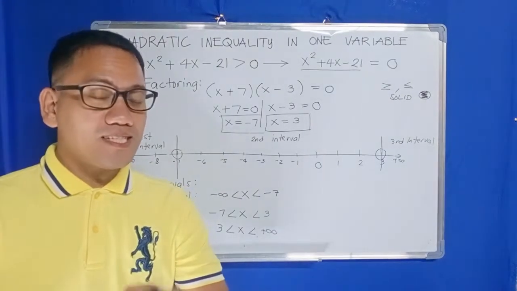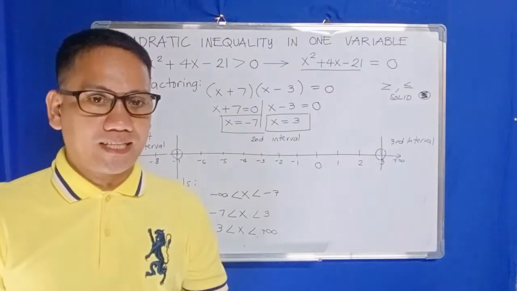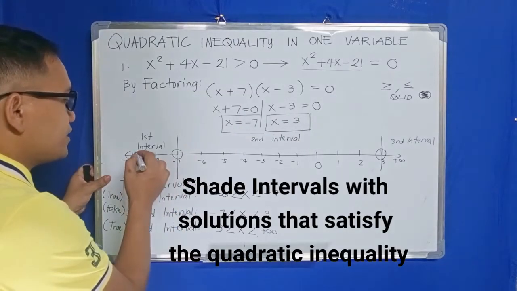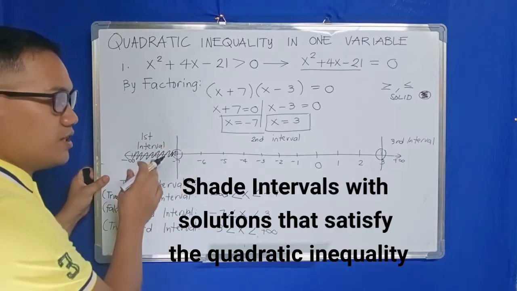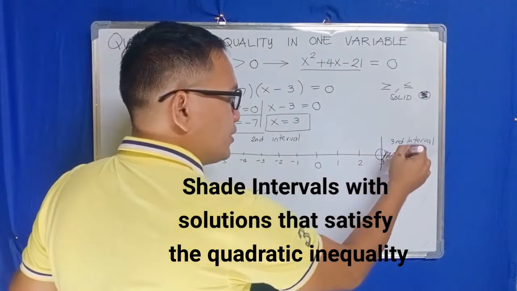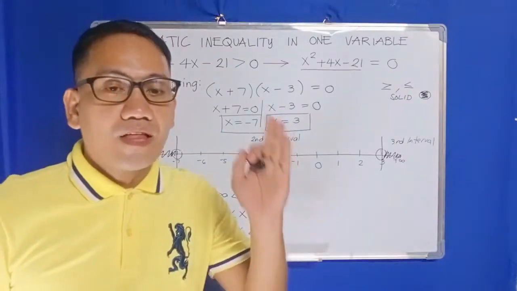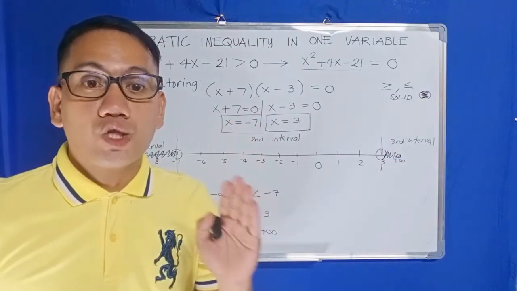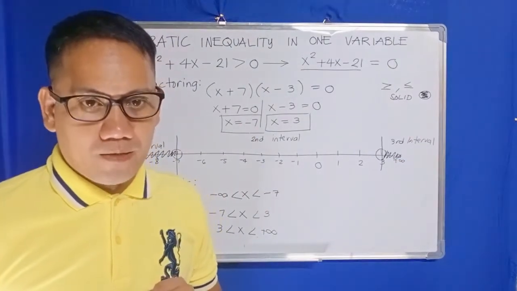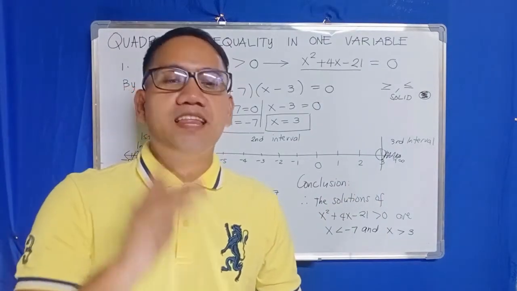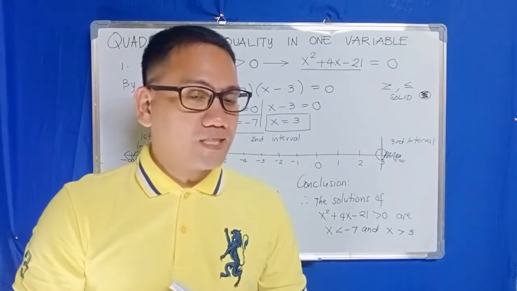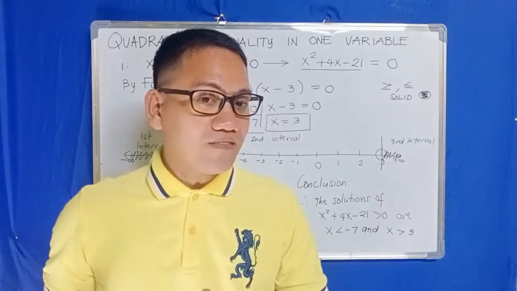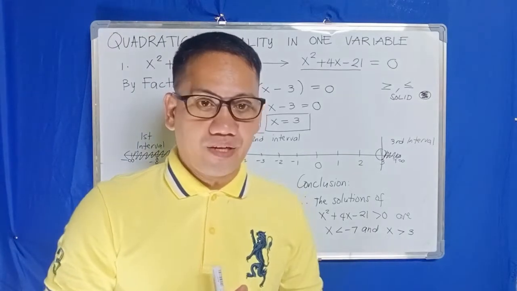So here, if we notice, the first and third intervals satisfy our quadratic inequality, and they give us true solutions. So this means we will shade the first interval and the third interval. And this signifies that all points present in our first interval and third interval are all solutions of our quadratic inequality. And for our conclusion, we can state that the solutions of our quadratic inequality x squared plus 4x minus 21 greater than 0 are x less than negative 7 and x greater than positive 3.